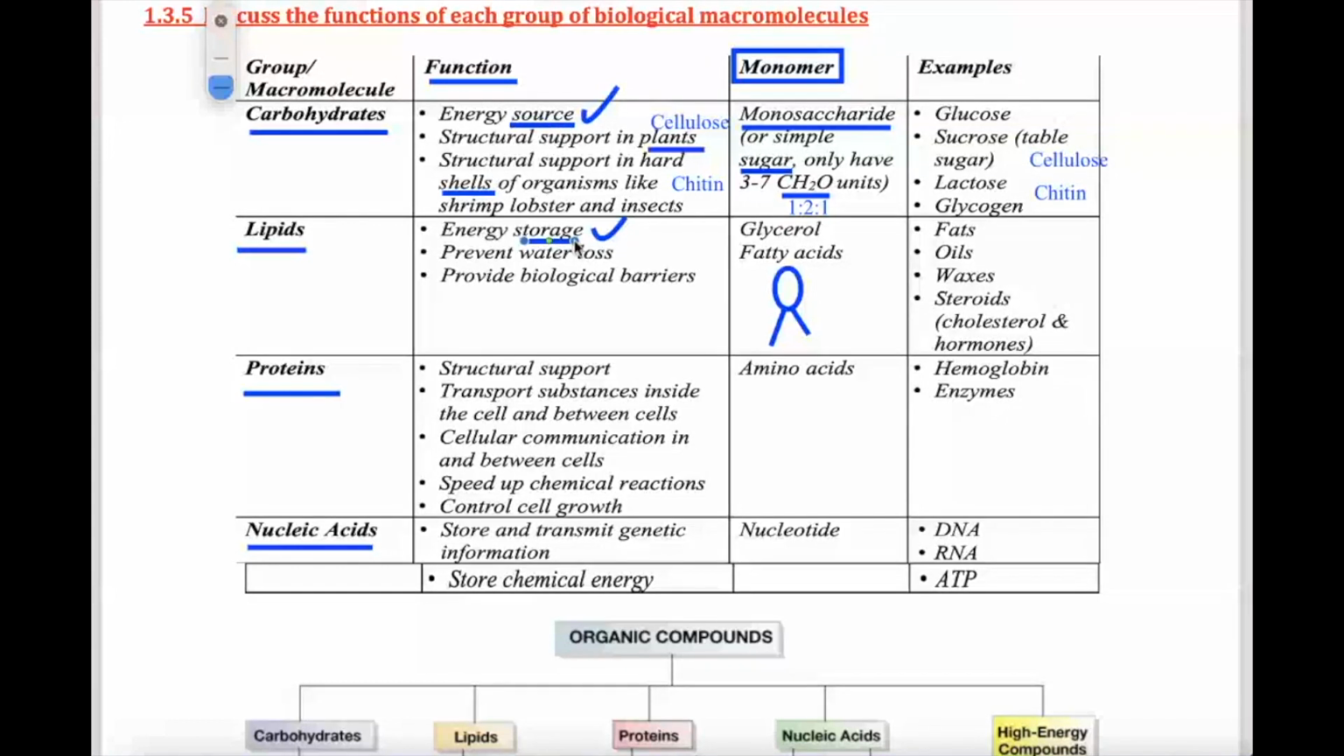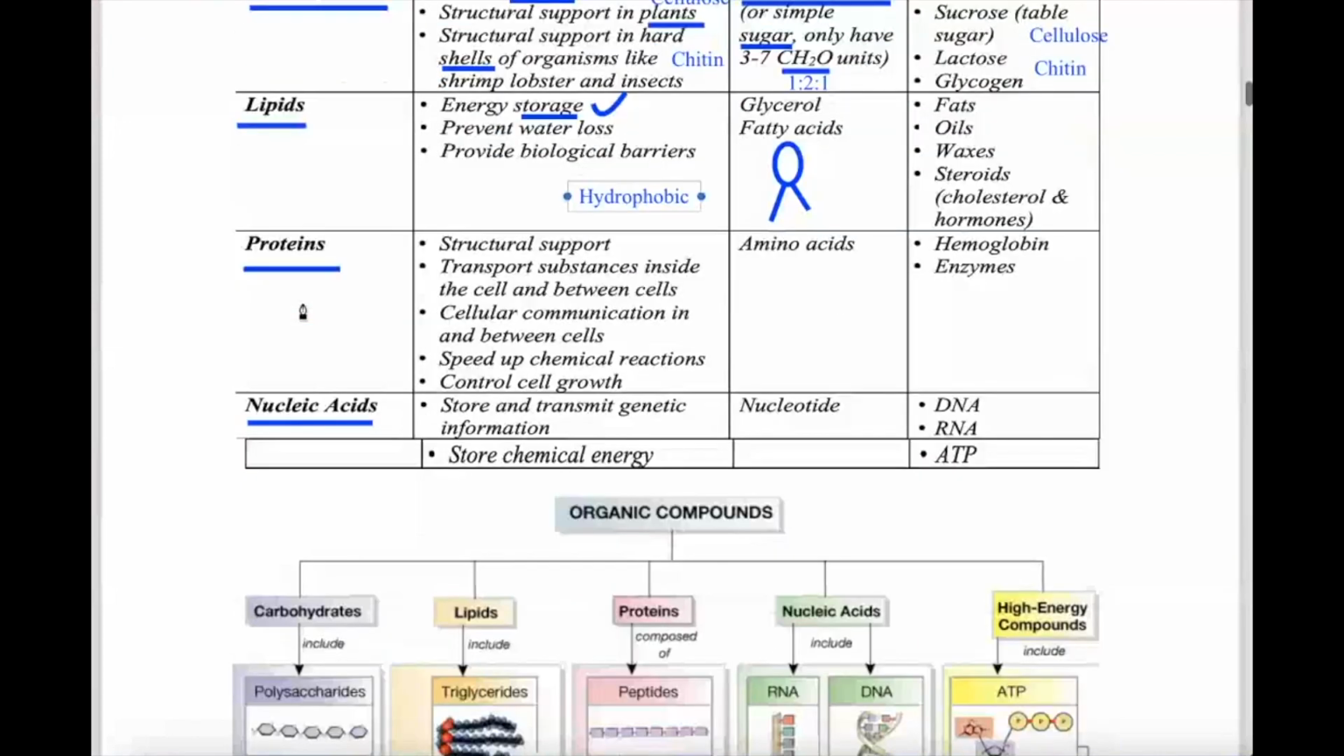Okay, no doubt, lipids are also a source of energy, but the primary function is energy storage. They are hydrophobic. That's why they prevent water loss, or the water doesn't come towards them, and their property is hydrophobic. They provide a biological barrier in many molecules. Examples: fats, oils, waxes, steroids, cholesterol and hormones, phospholipids, triglycerides. So these are cholesterol. All are examples of lipids.